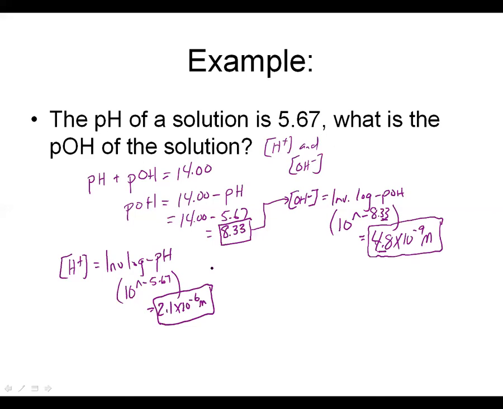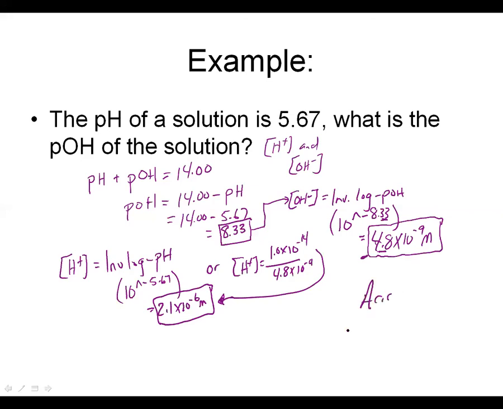And the opposite way you could have got it was the H plus would equal 1 times 10 to the minus 14 divided by our OH minus, which we calculated over here, 4.8 times 10 to the minus 9. And that will get you there as well. So again, there's a couple different ways, depending on which path you choose as to which way you do it.